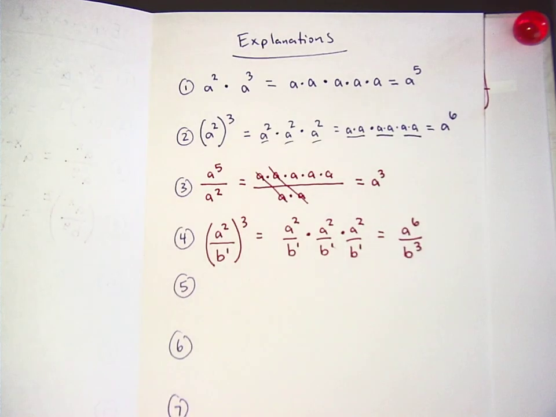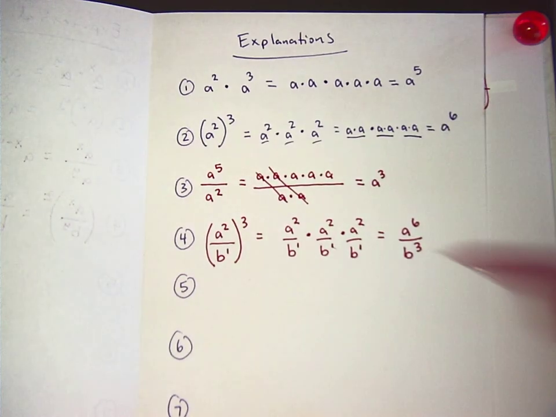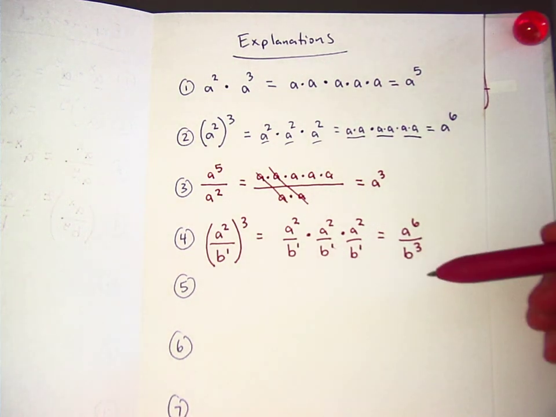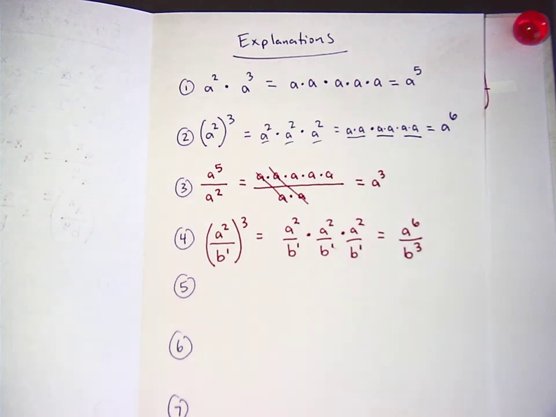Good question. Can I simplify this? A to the 6th, b to the 3rd? Why can't you say there's 6 on top, there's 3 on the bottom? Because some of them are a's and some of them are b's, and I can't cancel them out then. Everybody okay with that?